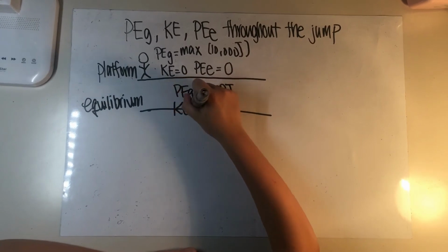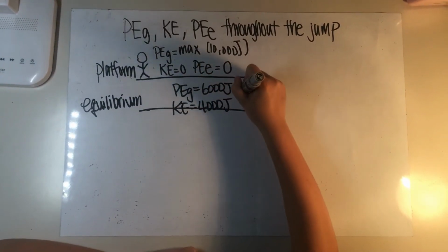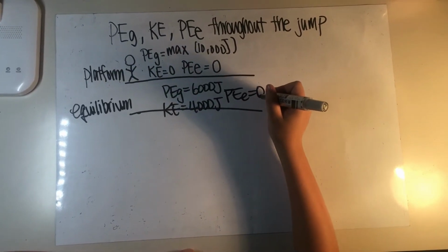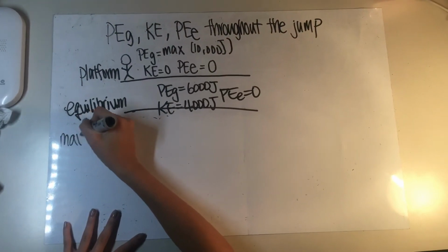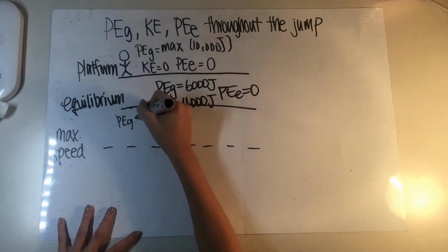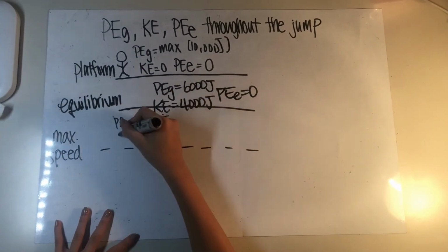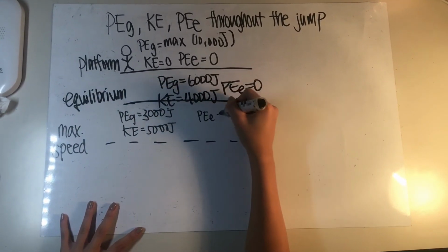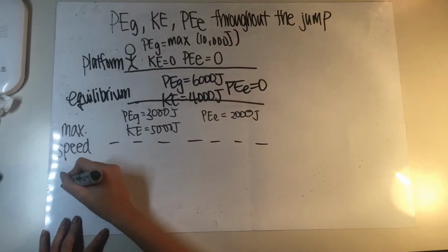When the jumper falls to this point, some gravitational potential energy is lost, and the lost gravitational potential energy is converted to kinetic energy. Elastic energy is still at 0 because the cord has not stretched yet. As the jumper continues to fall, the jumper reaches maximum speed. At this point, more gravitational potential energy is lost and kinetic energy is at its maximum.